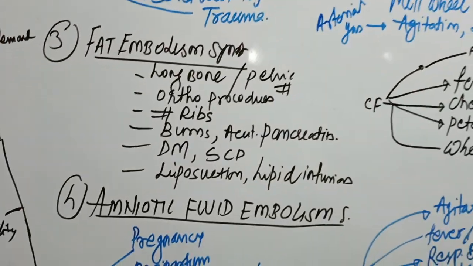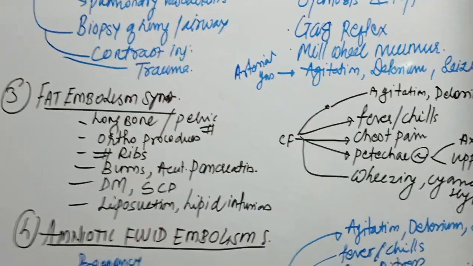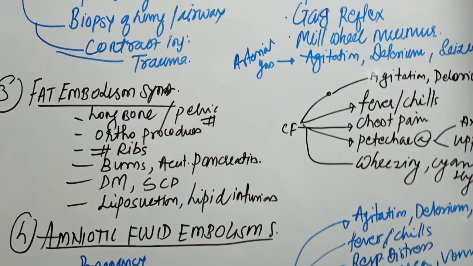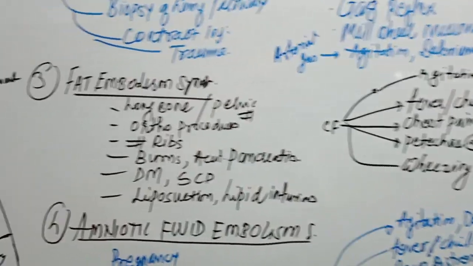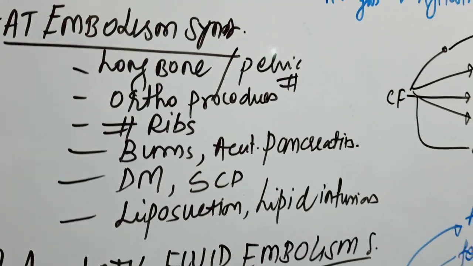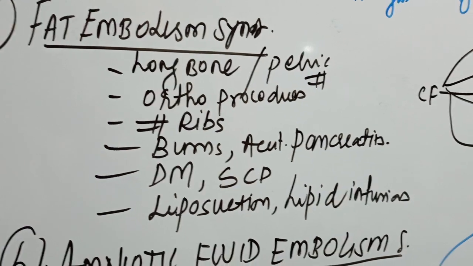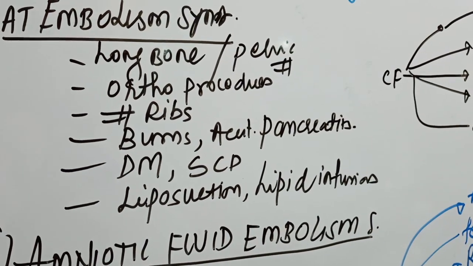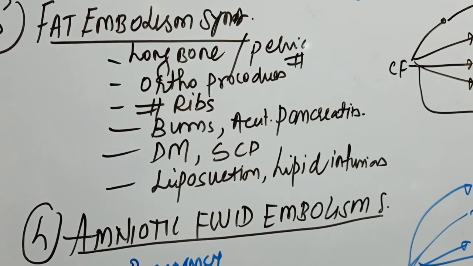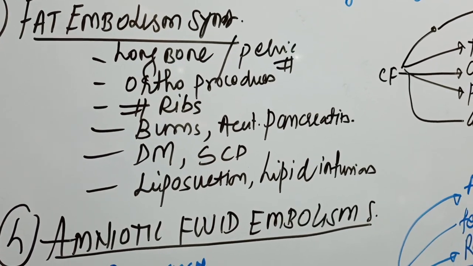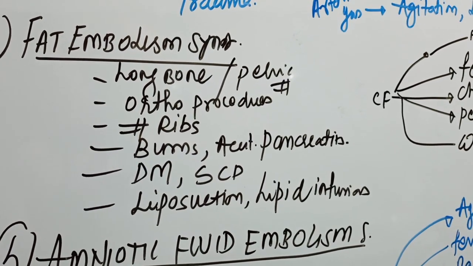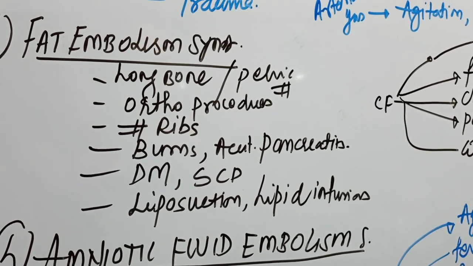The other is fat embolism, which has a syndromic presentation. What are the risk factors of fat embolism? These are long bone fractures like femur fracture, pelvic fracture, orthopedic procedures, rib fractures, burns, acute pancreatitis, diabetes mellitus, sickle cell disease, liposuction, and lipid infusions. These are the clear causes. Even burns and acute pancreatitis also cause fat embolism.